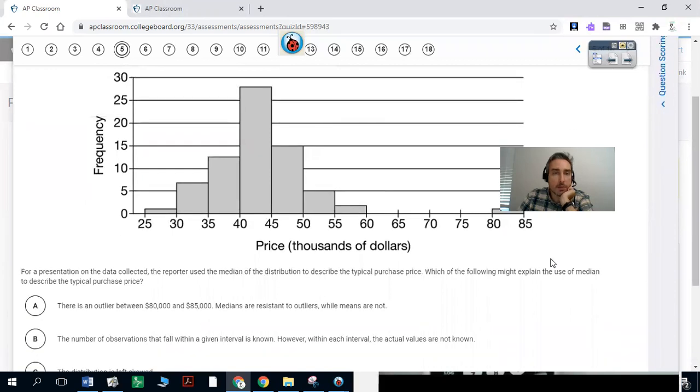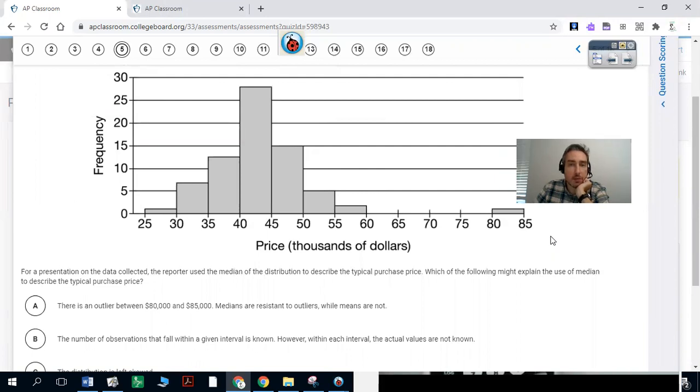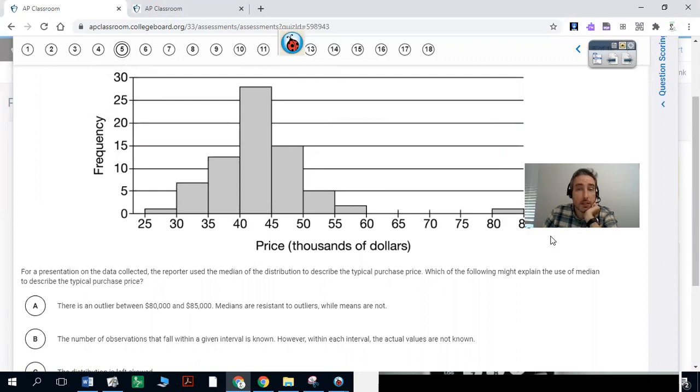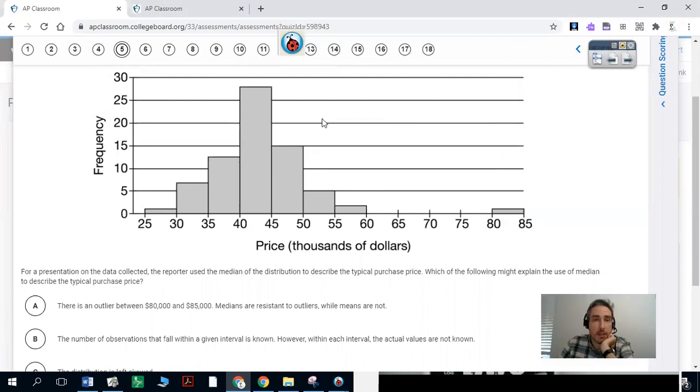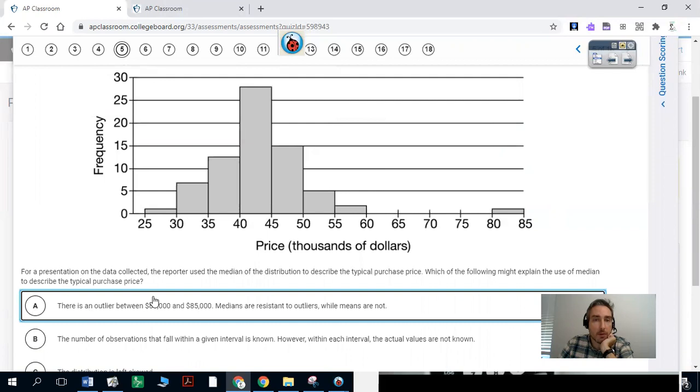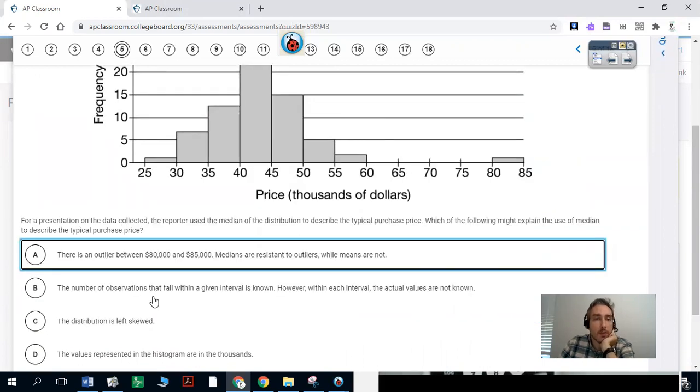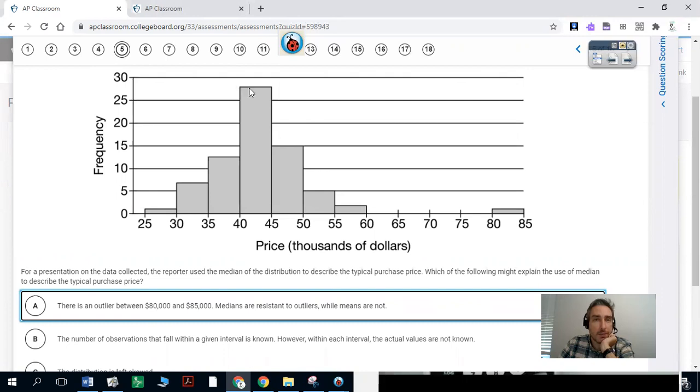There is an outlier between 80,000 and 85,000. Medians are resistant to outliers while means are not. So that's a good thing because using a median kind of eliminates the bias that this number creates. So I'm probably going to go with that one, but let's look at the other explanations. The number of observations that fall within a given interval is known. However, within each interval, the actual values are not known. Well, we can kind of estimate those, so that's not true.